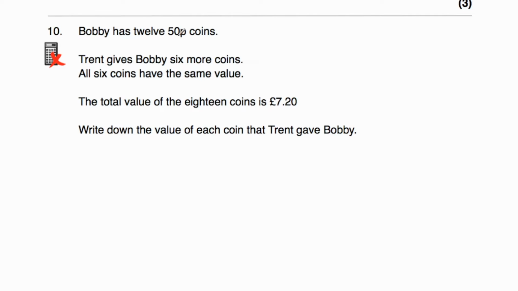Well, he had 12 50p coins to begin with, so let's work out what 12 50p's are. So let's do 50p multiplied by 12. Well, 5 times 12 is 60, so 50 times 12 would be 600, so that's 600 pence or £6. So 12 50p coins is £6, and that makes sense because 2 50p coins make £1, so if you get 12 of them, that'll be £6. And now he's got £7.20.